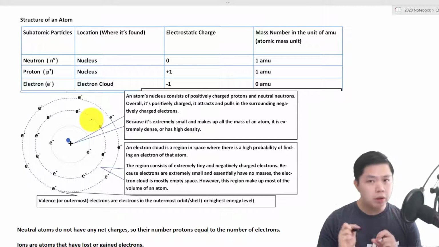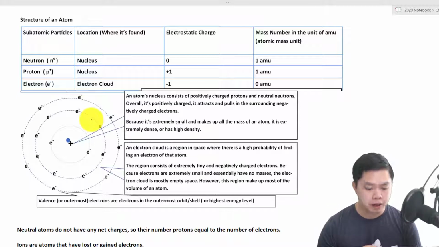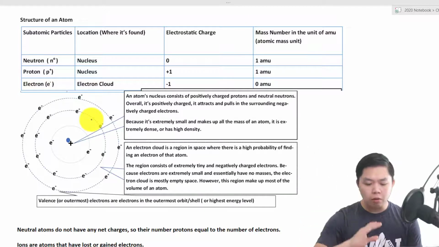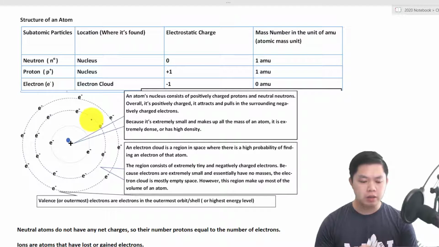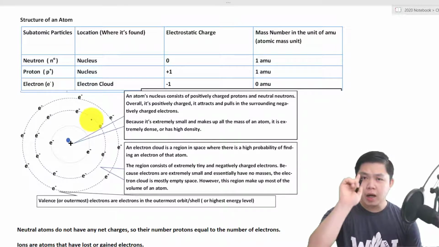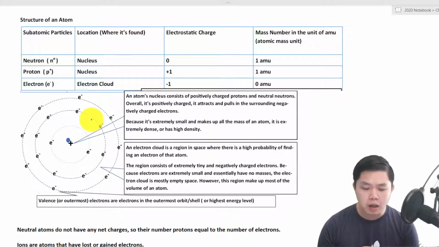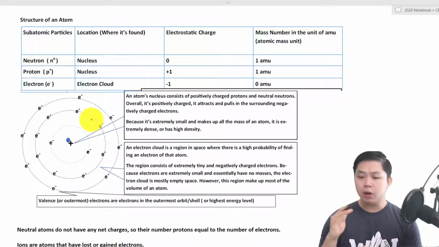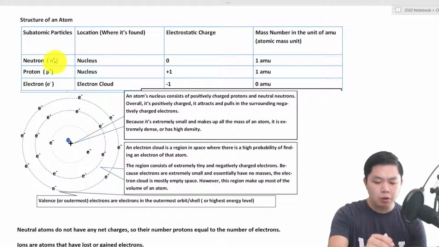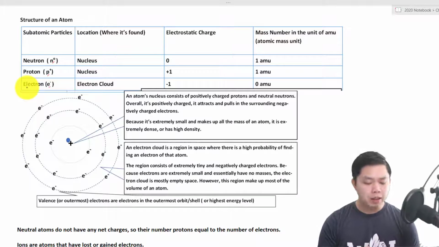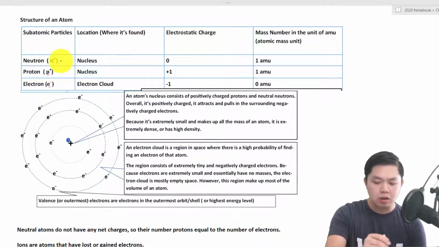This is not realistically what an atom looks like, but it is a representation that allows us to understand where the electrons are located and where the nucleus is located. Each atom is made of three types of subatomic particles, and each one has specific charge or mass values. So here we have neutron, represented by the letter N, then proton, P, and lastly electron, E. In addition, it has the electrostatic charges on top of it.